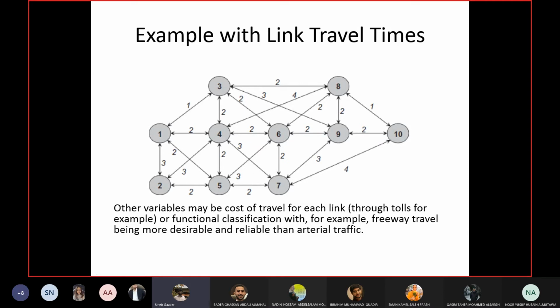So this network can be made with any other variable as well, depending upon what is important for the traveler. Okay, so you must know what is important for the traveler. Normally, travel time is the most common important factor for the traveler when he is choosing the route. You know that, right? When you want to go from place A to place B, what is your prime important factor? Travel time. Okay, so this is the common factor, but other factors can come into play as well.